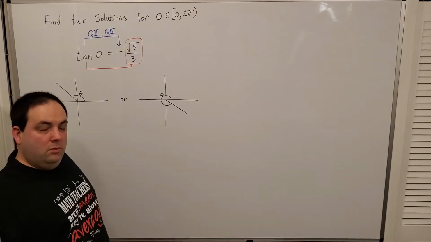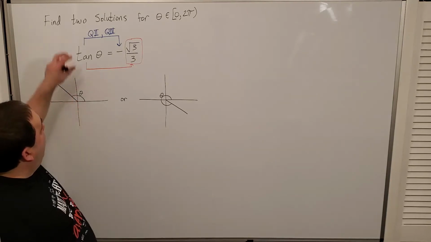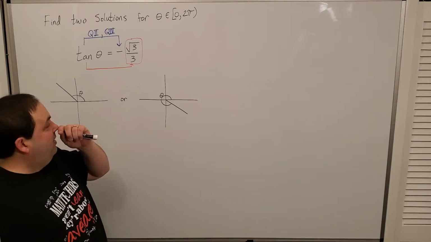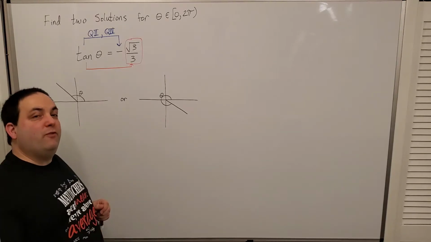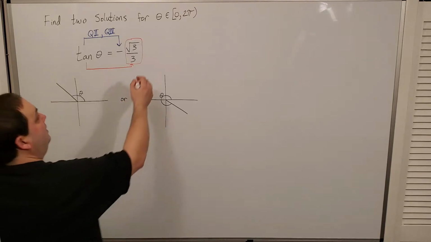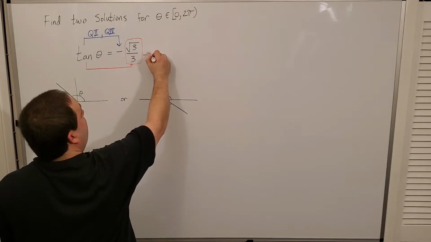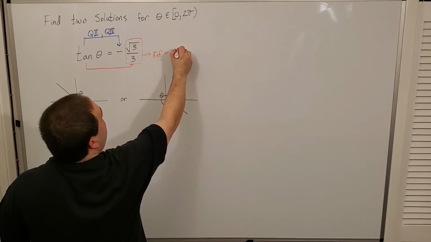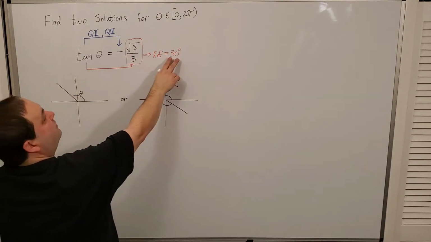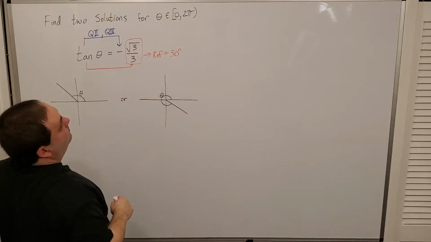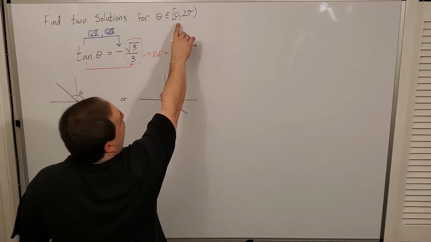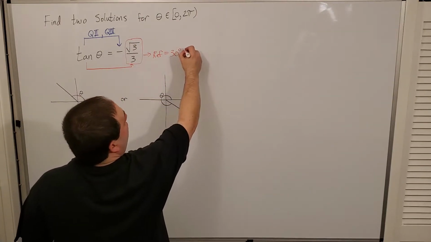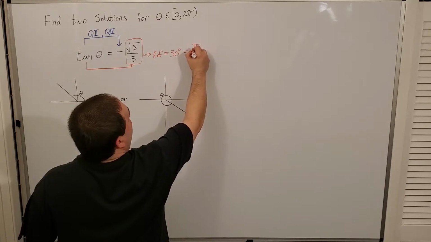Which angle from the memorized bunch has a tangent of square root of 3 over 3? Okay, well, that's going to give us the reference angle that we need. This tells me that my reference angle must be 30 degrees because the tangent of 30 degrees is square root of 3 over 3. However, they want it in radians, 0 to 2 pi. So I swap over. 30 degrees is pi over 6.